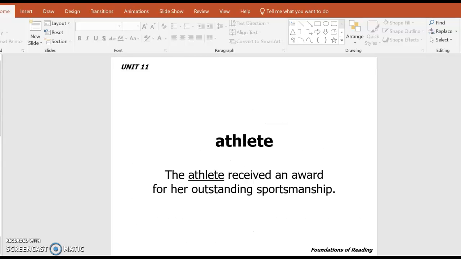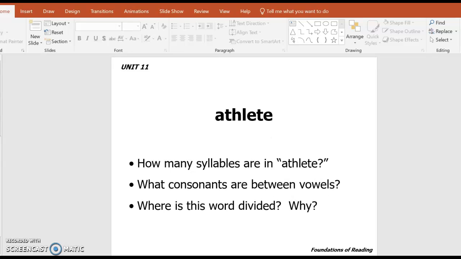Athlete. The athlete received an award for her outstanding sportsmanship. So, how many syllables are in athlete? What consonants are between the vowels? Where is this word divided and why? So there are two syllables, and if you look between the vowels A and E, there's T, H, and L. And this is divided after the H because TH is the consonant blend.